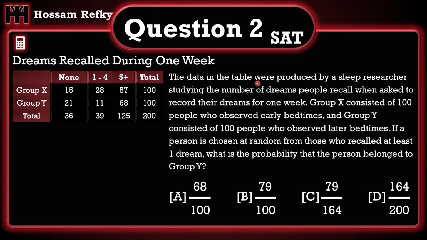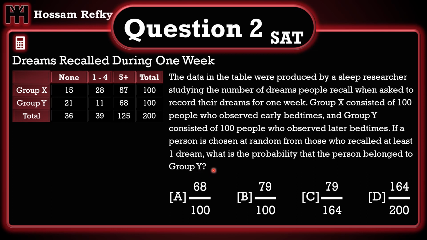The data in the table were produced by a sleep researcher studying the number of dreams people recall when asked to record their dreams for 1 week. Group X consisted of 100 people who observed early bedtime, and Group Y consists of 100 people who observed later bedtime. If a person is chosen at random from those who recalled at least one dream, what is the probability that the person belonged to Group Y?